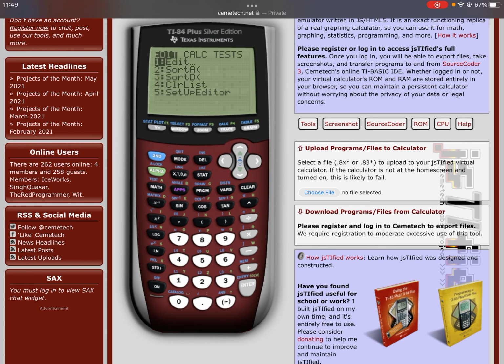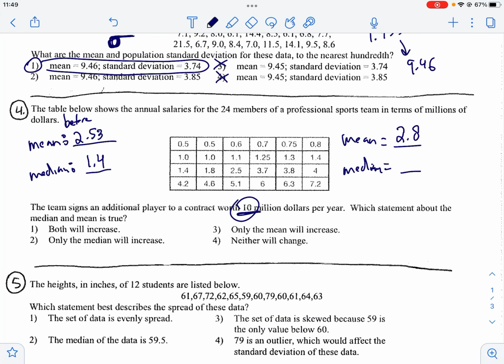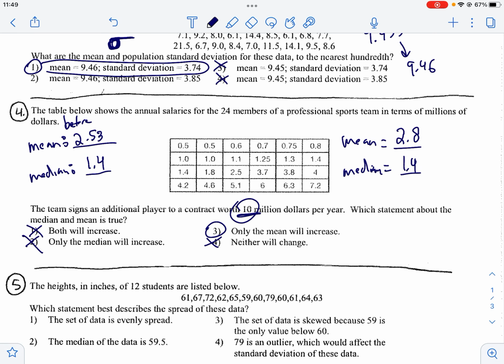Again, we'll go back to stat and calculate our one variable statistics. So we'll see our mean has increased to 2.8. Our median is still 1.4. So we know in this case that only the mean will increase. The median will not increase. They don't both increase, and one of them does change.